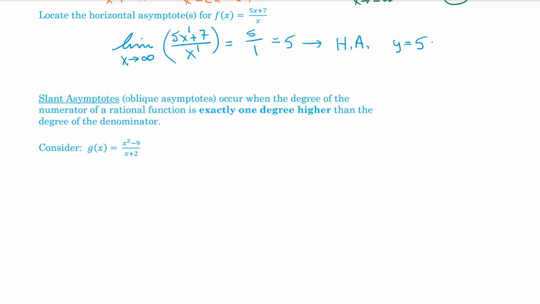Well, why isn't it x equals? Well, it's not too hard to see here. X is going to infinity. And as x goes to infinity, it's the y value that's going to go to 5.